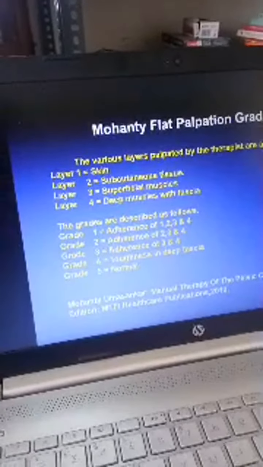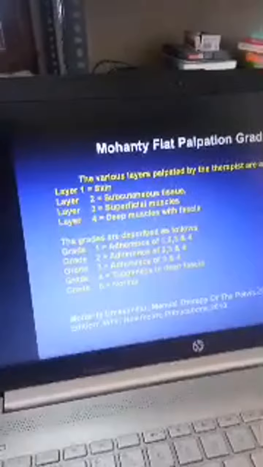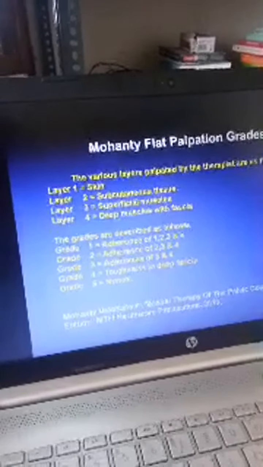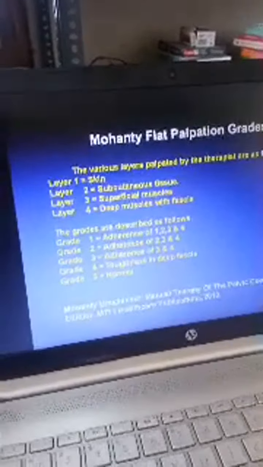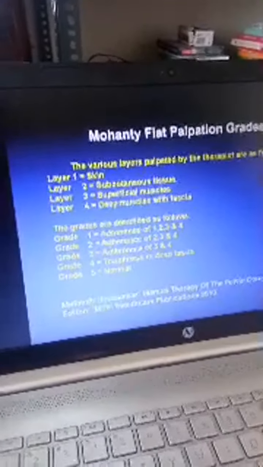Sir, in cervical spondylosis, which glides will be more effective? See, the transverse glides will be quite effective. Lateral glides will be quite effective. You can examine and you can apply the technique.